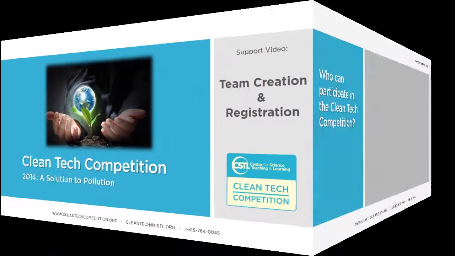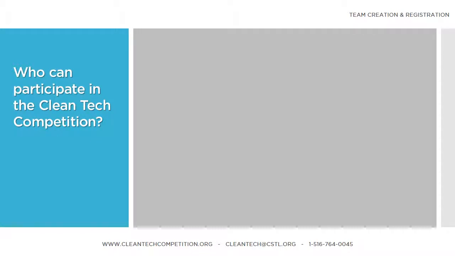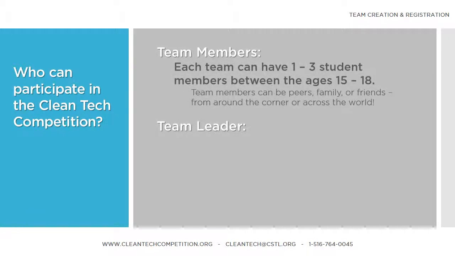Let's get started. The first step to participating in the competition is understanding who is eligible and what their roles would be. There are two types of participants: team members and a team leader. Teams are made up of 1 to 3 student members. Students must be 15, 16, 17, or 18 years old on the date of the finalist event, which is May 30th, 2014. Also, teams can be made up of anyone who meets this criteria, so you can sign up with classmates, friends, or anyone in the world who you want to work with.